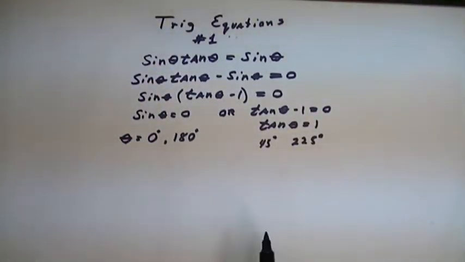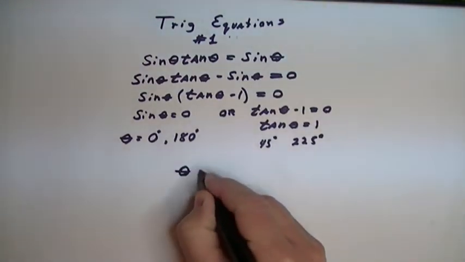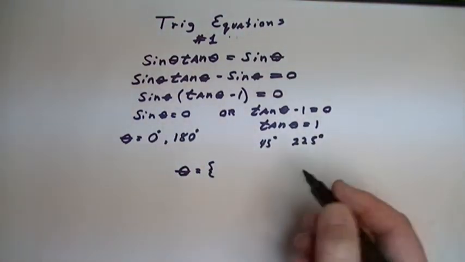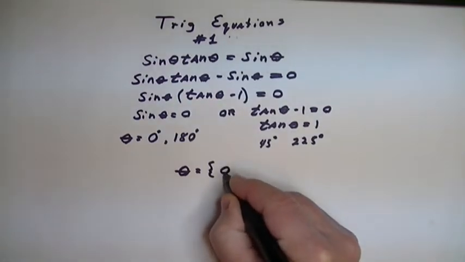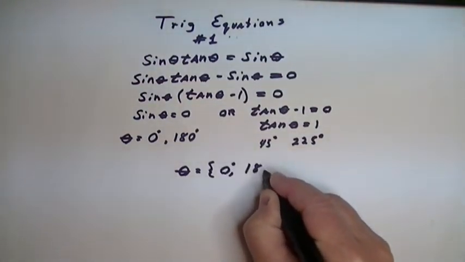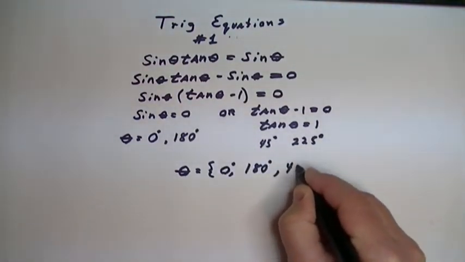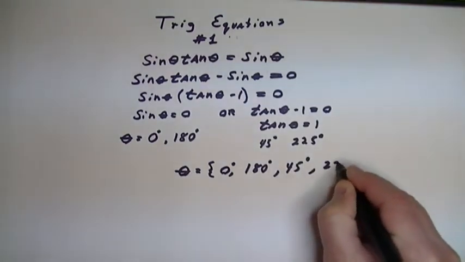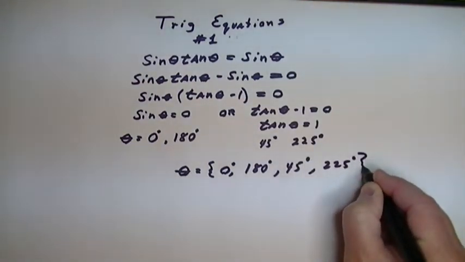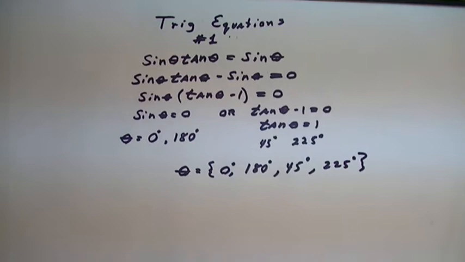So to be precise for now, we would just say that the values of theta in the interval of 0 to 360 are 0 degrees, 180 degrees, 45 and 225. It might be better to swap those two so that they're in order, but those are your solutions.